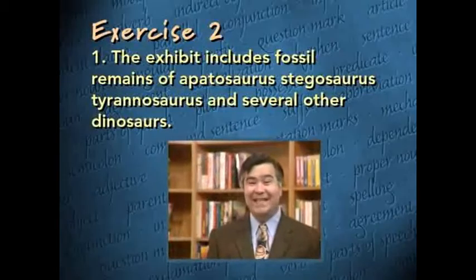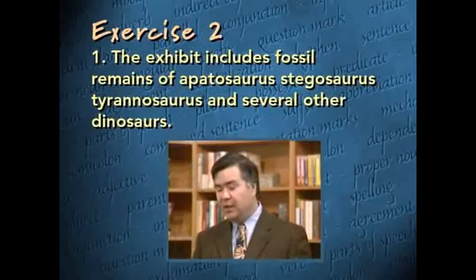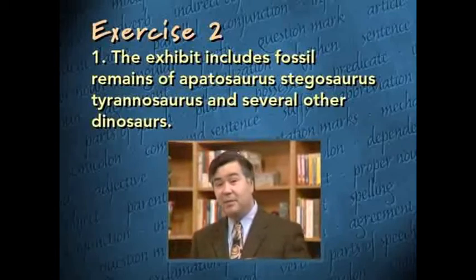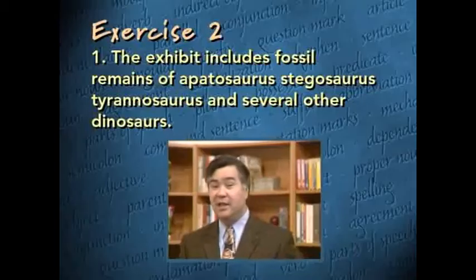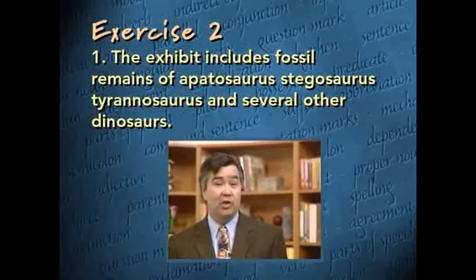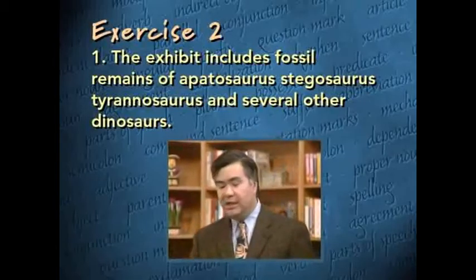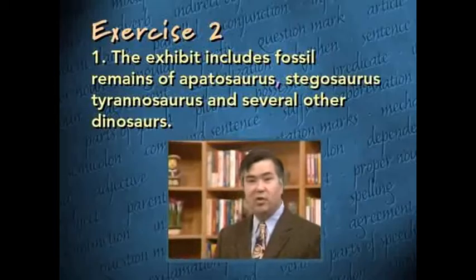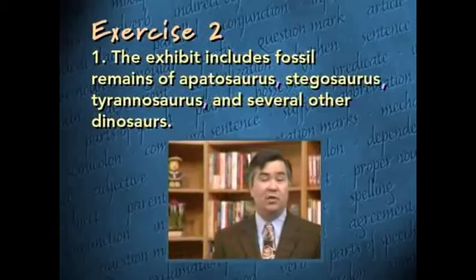Here we have a sentence that contains a list. It lists several dinosaurs whose fossils appear in the exhibit. Remember that when you are giving items in a list, you need to separate them using commas. And I think you can see that the sentence will be clearer and easier to understand when those commas are inserted. So the sentence should correctly be punctuated this way. The exhibit includes fossil remains of Apatosaurus, comma, Stegosaurus, comma, Tyrannosaurus, comma, and several other dinosaurs.